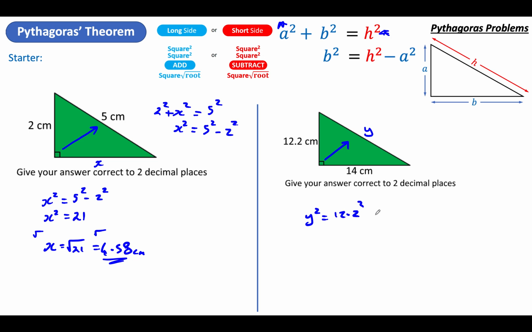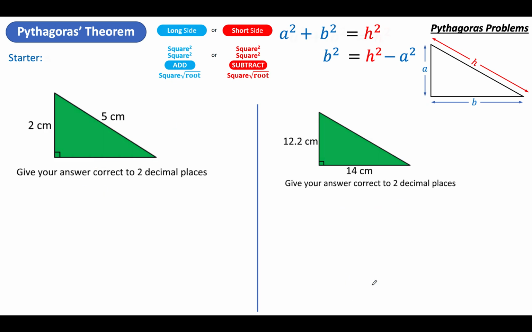So 12.2 squared plus 14 squared. And this time, let's do the square root straight away. We're just going to go straight to y. Of course, we've got to square root both sides. Let's make the calculator do the work. It can do all the squaring, adding, and square rooting all in one go, so also inside a square root. To 2 decimal places. Hey, did you get this? 18.57 centimeters. Okay, cool.